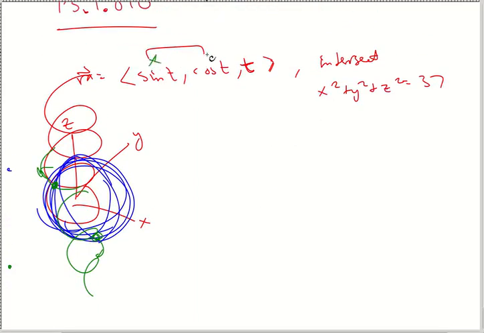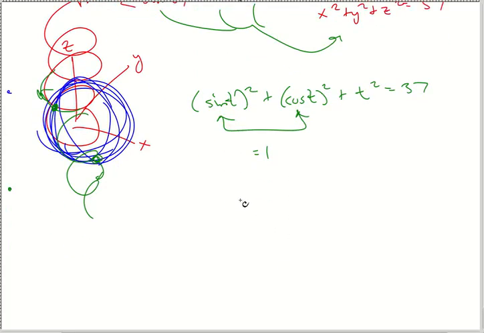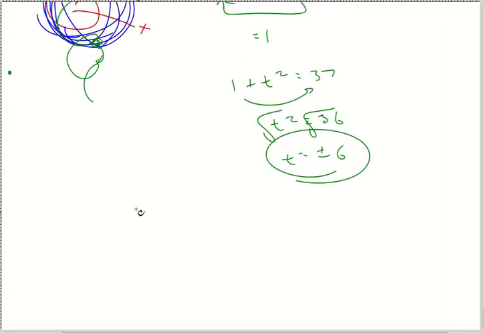Well, this is an x, a y, and a z. If you take those and plug them in, you can start solving for t. So I've got sine of t squared plus cosine of t squared plus t squared equals 37. Sine and cosine together make a 1, always. Sine squared plus cosine squared is 1. So 1 plus t squared is equal to 37. Subtract the 1: 36. Square root: plus or minus 6. Again, that's not what they're wanting for their answer, but it's very close.